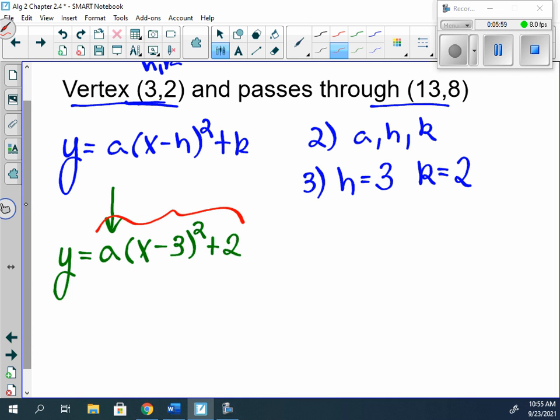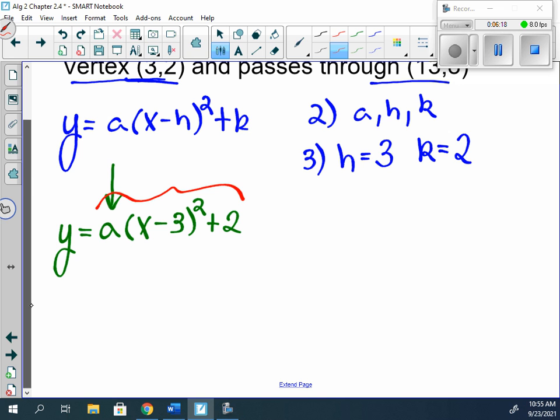8. Because if I plug 13 into the equation, the value of y is 8. X is our input, y is our output. So no matter what the value of a is, when I plug 13 in for x, the value of y would be 8. Well, we can use that to actually find out what a is.